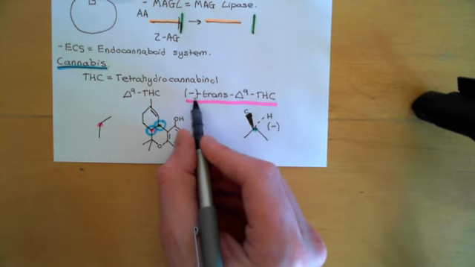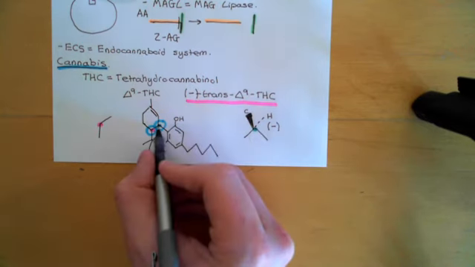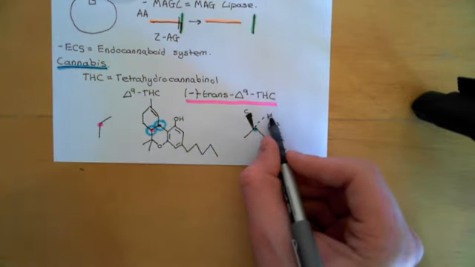So basically, negative trans, the negative tells us that the hydrogen off this one here will be going into the page away from us.